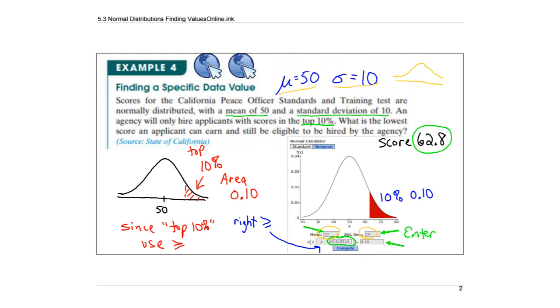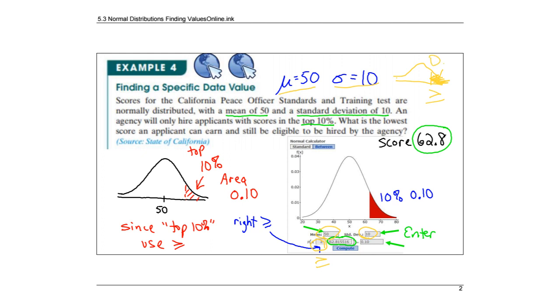Okay, then it says an agency will only hire applicants with scores in the top 10%. So if we go up here to the right-hand corner, the top 10% is only going to be the few people up here. And so we have to make sure that our inequality points in that direction. So sure enough, down here in the StatCrunch, we're going to make sure that we have a greater than or equal to.